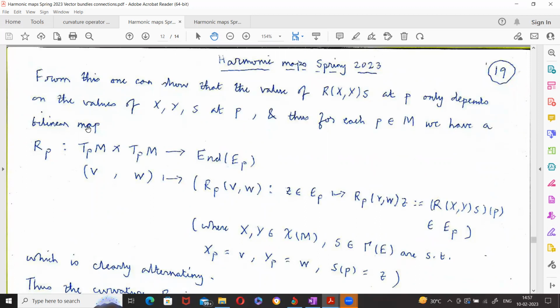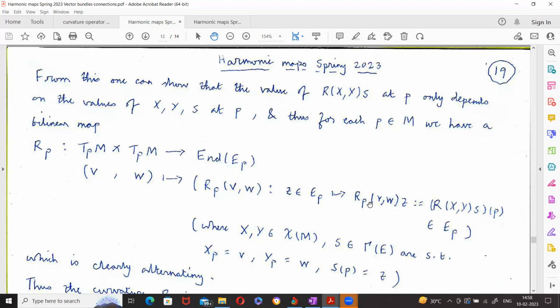So this is going to be a bilinear map now from TPM cross TPM to the vector space of endomorphisms of the fiber EP. Okay. So what is this map? So you take two tangent vectors at P, V and W. Then this is going to define a linear map of the fiber to itself. So that linear map is the following. It's going to be RP of VW. So what is this? This takes a vector Z in the fiber EP and maps it to RP VWZ.